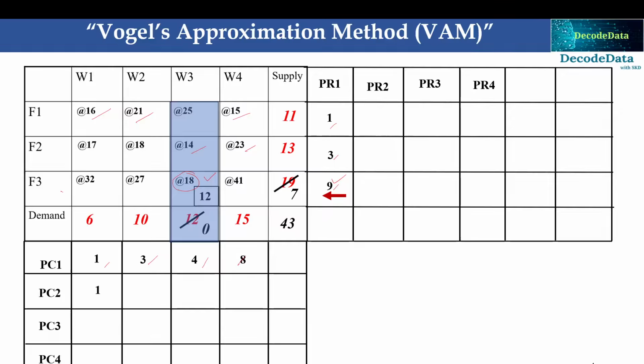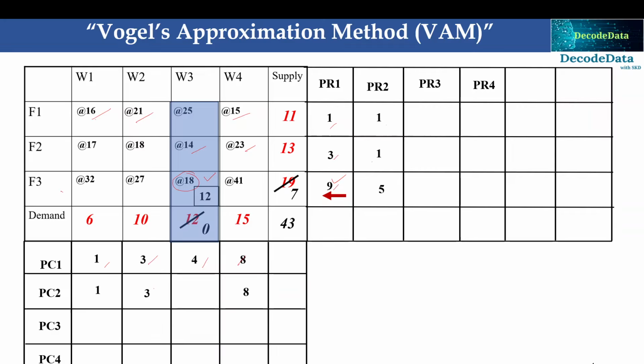In this case, let's go for the penalty for all, right? 16 and 15, so penalty is 1. 17 and 18, so penalty is 1. 32 and 27, so penalty is 5. 16 and 17, penalty is 1. 21 and 18, penalty is 3. 15 and 23, penalty is 8, right?